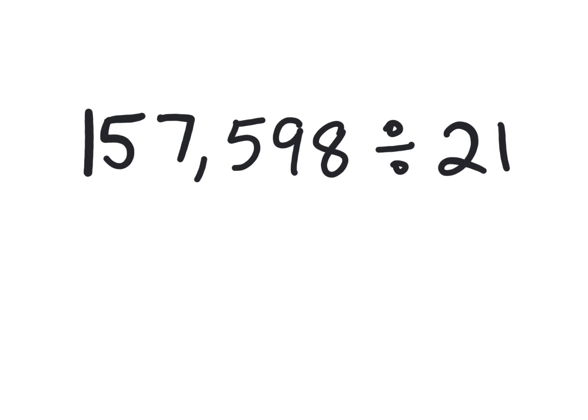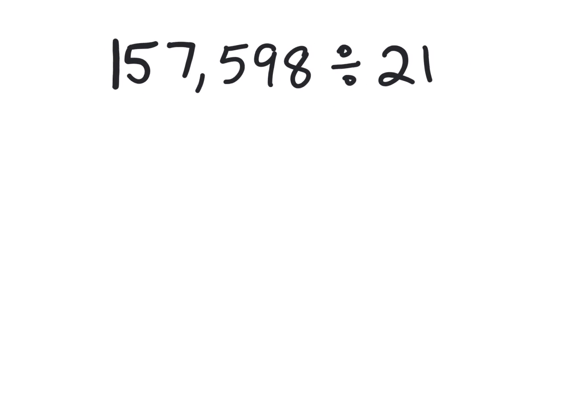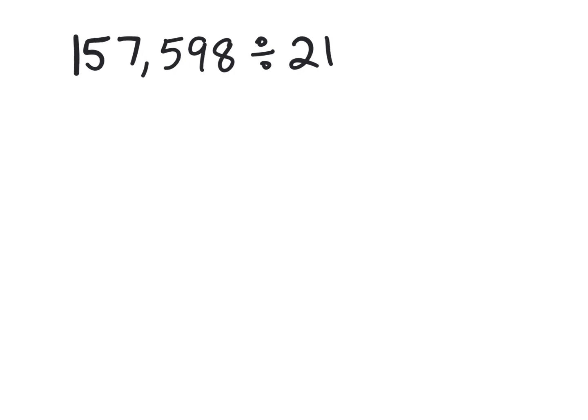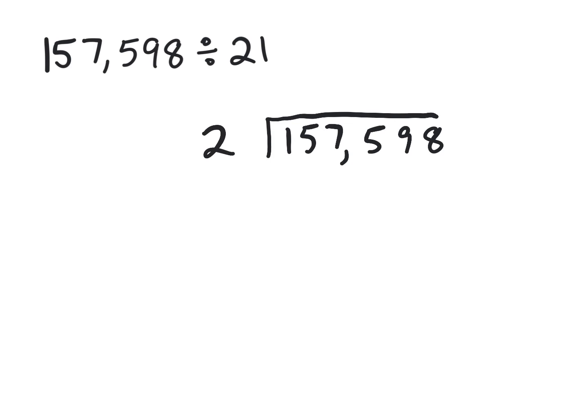So once again, we're going to go way back to elementary school, and we're going to divide 157,598 divided by 21. Whatever is first in your division problem goes inside the division box. And of course, the 21, the second item, goes outside of the division box. That's your divisor. You're dividing by 21.